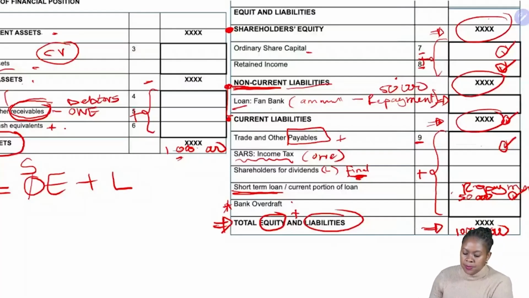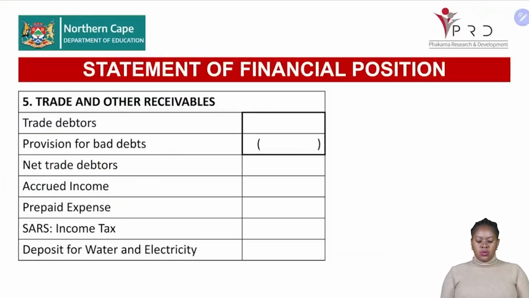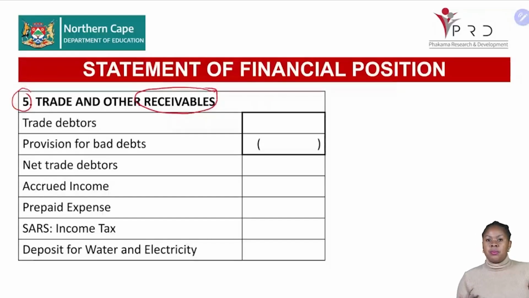All right. Now, with that said, grade 12, now on the trade and other receivables note, this is note number 5, okay? And this is note number 5 of the Statement of Financial Position, and it forms part of the Statement of Financial Position. So now the receivables is the money that we are yet to receive, okay? Those are the people that owe the business in the short term, all right? So trade debtors, we are referring to our debtors control that you will receive or you will have from your trial balance.